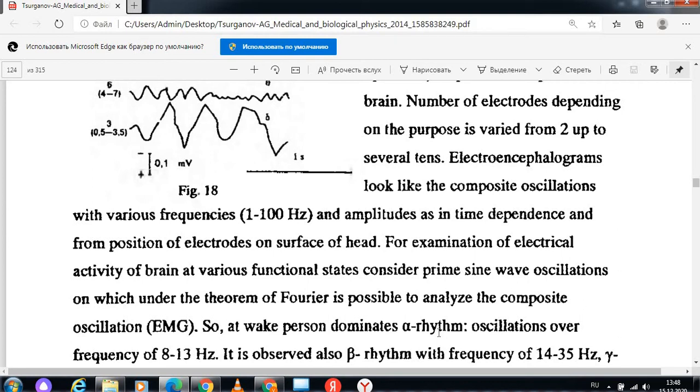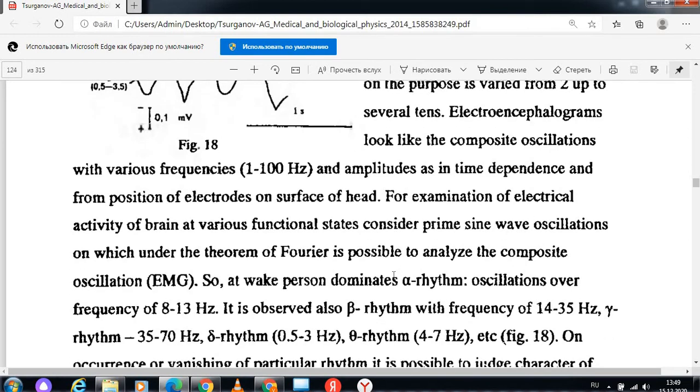So in an awake person, a special type of rhythm dominates the work of the brain. We will call it the alpha rhythm. The alpha rhythm is something like a type of working brain system. The oscillations of our electroencephalogram are over a frequency of 8 till 13 Hz. Beta rhythm is also observed.